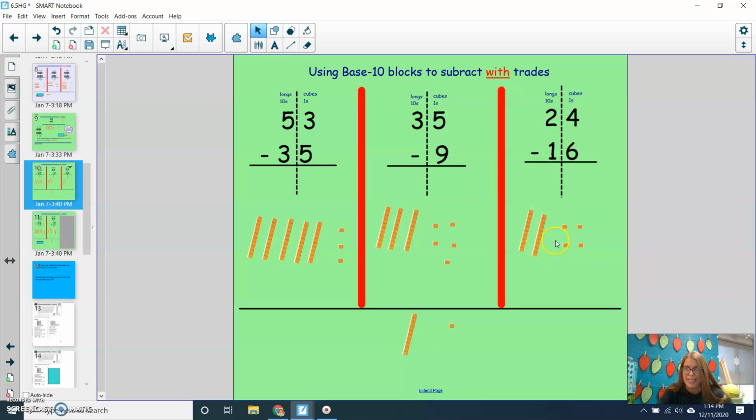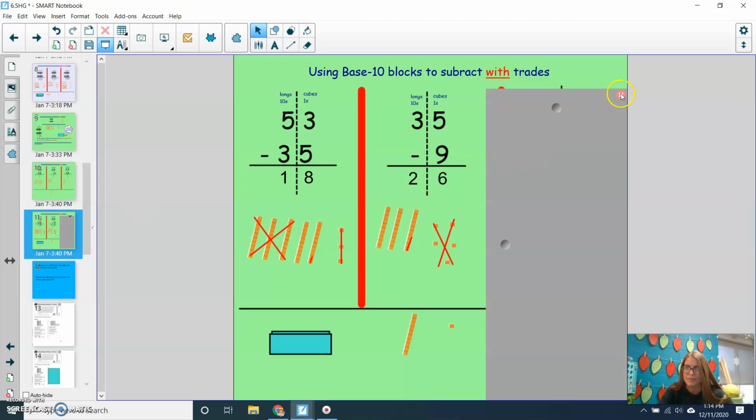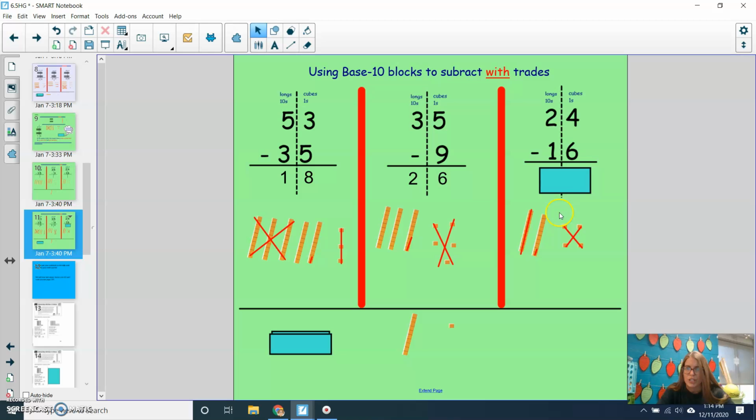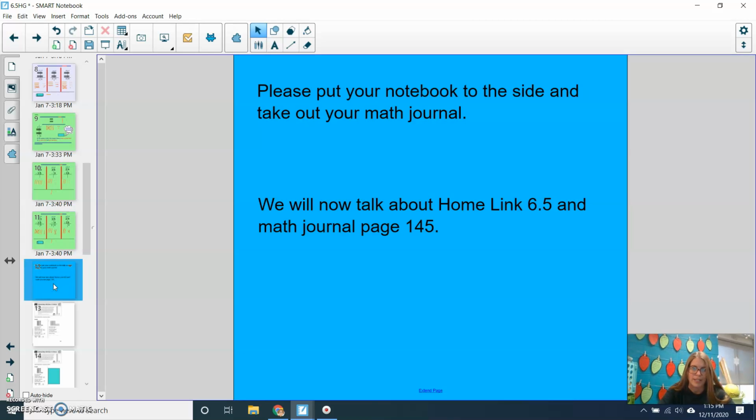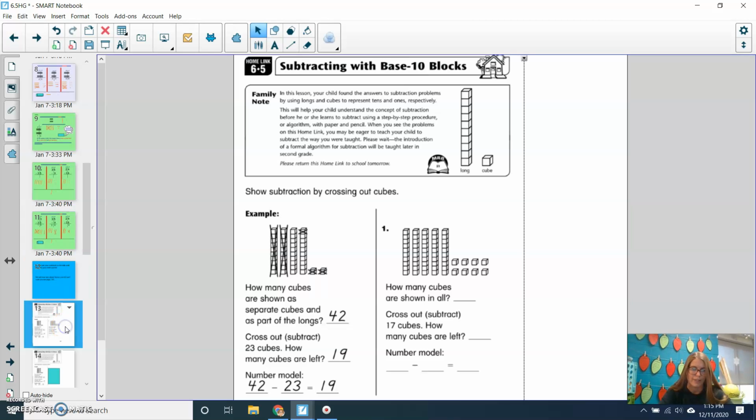24 minus 16. Press pause and play to check. So you can see that I crossed off 1 of my longs, I crossed off my 4 cubes plus 2 more, so I don't have any whole longs left, so I didn't put anything in that column, but I have 8 cubes left. So now let's apply what we learned looking at that HomeLink 6.5.